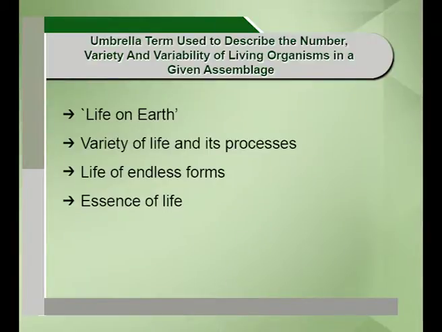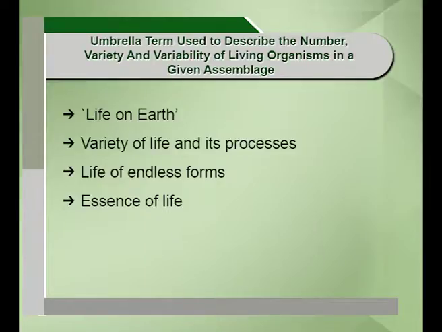So biodiversity, in other words, is an umbrella term. It is used to describe the number, variety and variability of living organisms in a given assemblage. Different scientists, conservationists and environmentalists have given different terms to describe this. Few people say it's life on earth, because these are the only life forms on the earth. Others say variety of life and its processes, because ecosystem biodiversity includes structure as well as different ecological processes which sustain the diversity on the earth.